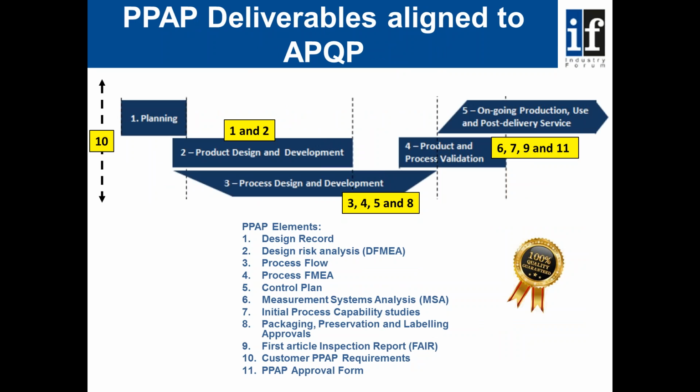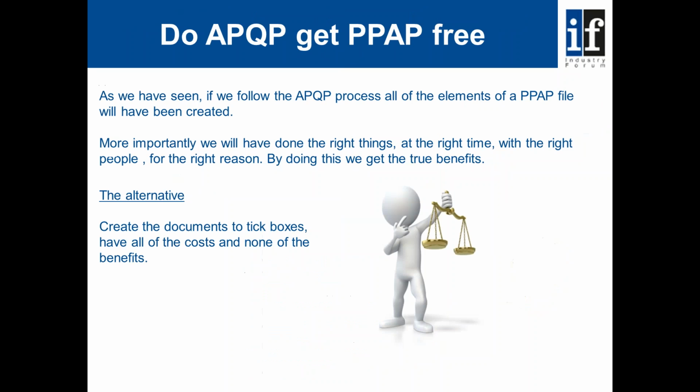AS9145. If we look at the APQP process then, what we can see here is that I have overlaid the 11 PPAP elements, and going back to one of the earlier themes, it's quite clear then that if we follow the APQP process, by the time we get to the end of the process, we will have created all 11 PPAP elements. So let's think about this. If we do APQP, we can get PPAP free.